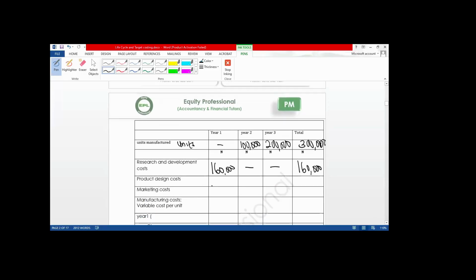Next, product design cost. How much? 800,000. 200,000 in year 1. Year 2 and 3, nothing. Total is 800,000.